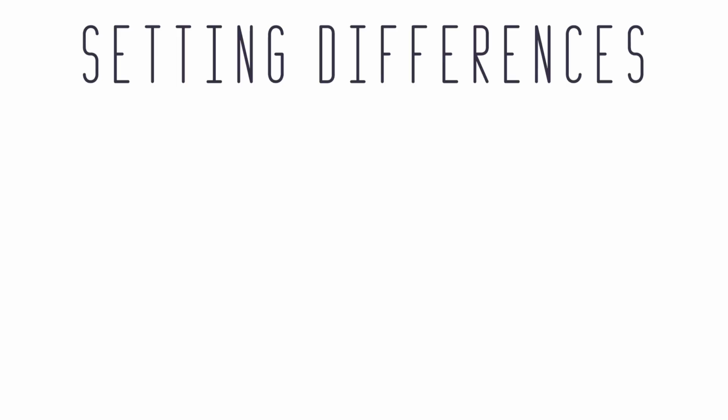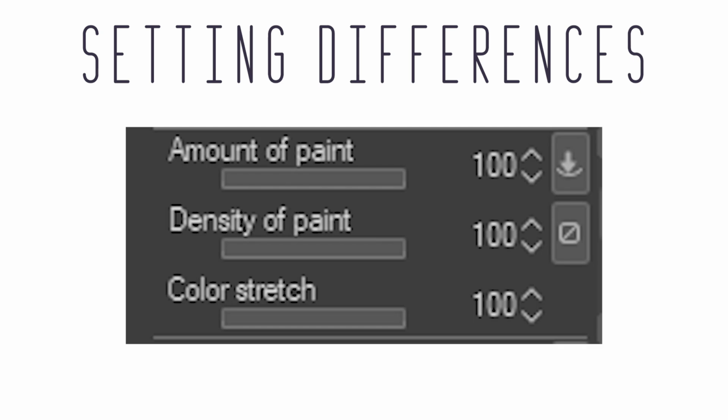I'm also going to quickly gloss over a few differences in the properties of the brush settings. So in Clip, amount of paint is the saturation of the paint, meaning that the opacity of the brush doesn't change, it's just the color that gets a bit duller. Density of paint basically works the same as the dilution setting in SAI, and color stretch is a mixture of the blend/persistence setting on SAI.